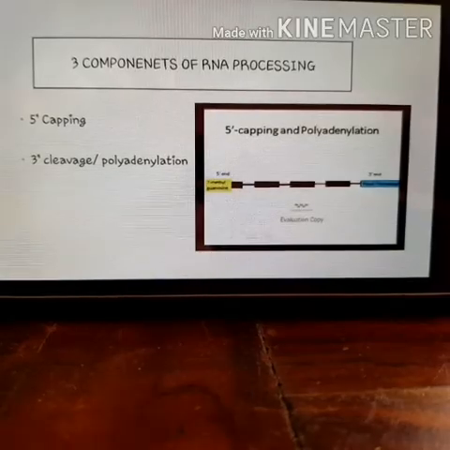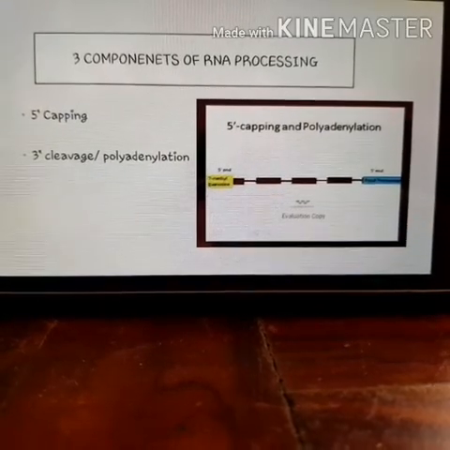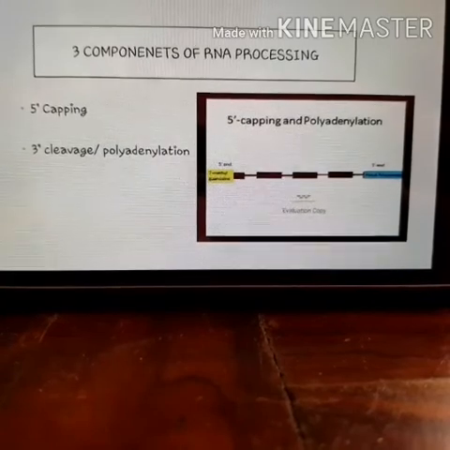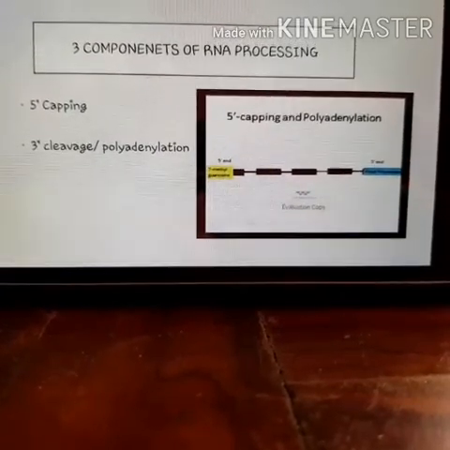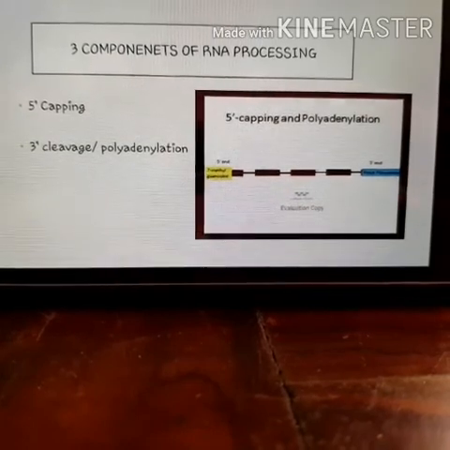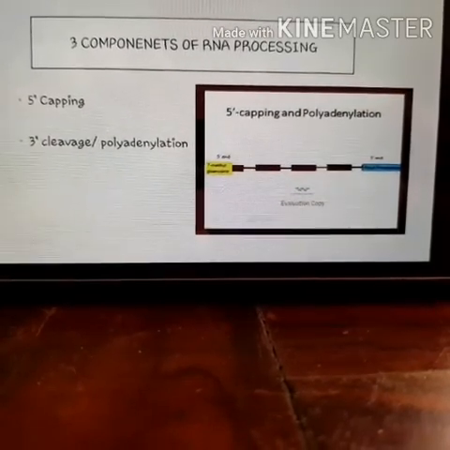So in RNA processing, we have three components. Two of them are the 5' capping and 3' polyadenylation. 5' capping and 3' polyadenylation are two components where messenger RNA is modified during transcription by the addition of a cap to the 5' end and a poly-A tail to the free end.